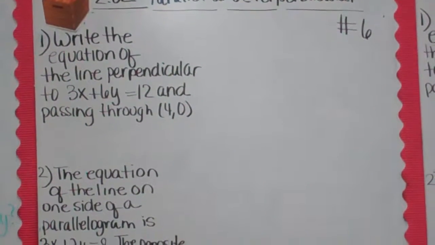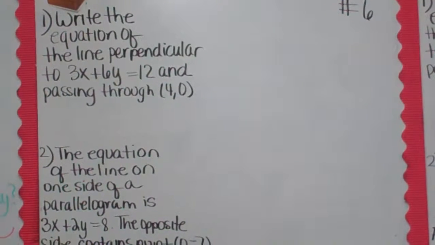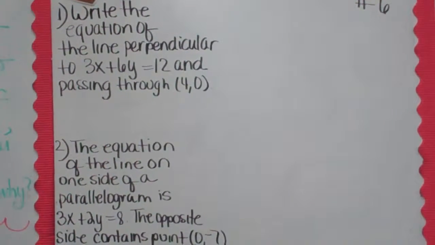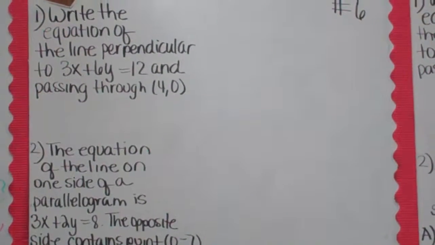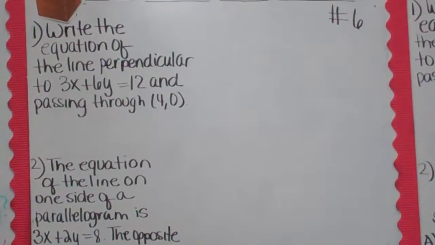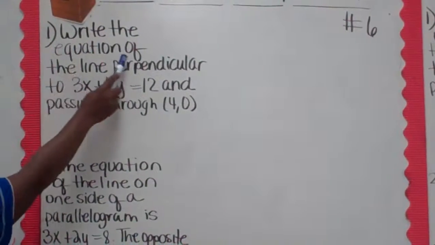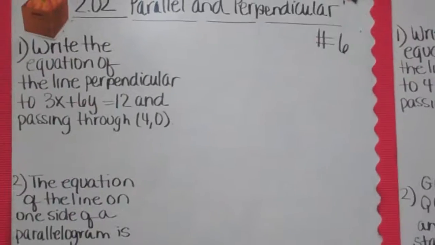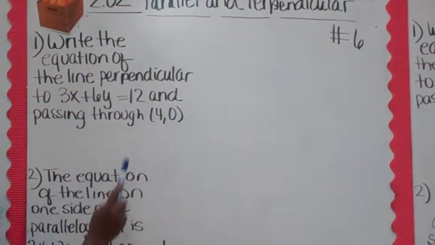As you can see, I have two problems on the board. Our job today is to take the information that they give us and find the equation of the line or slope. Problem number 1 says, write the equation of the line perpendicular to 3x plus 6y equals 12 and passing through (4, 0). So we want to get the equation of the line. And we know that this new line is perpendicular to the old line and passing through (4, 0).